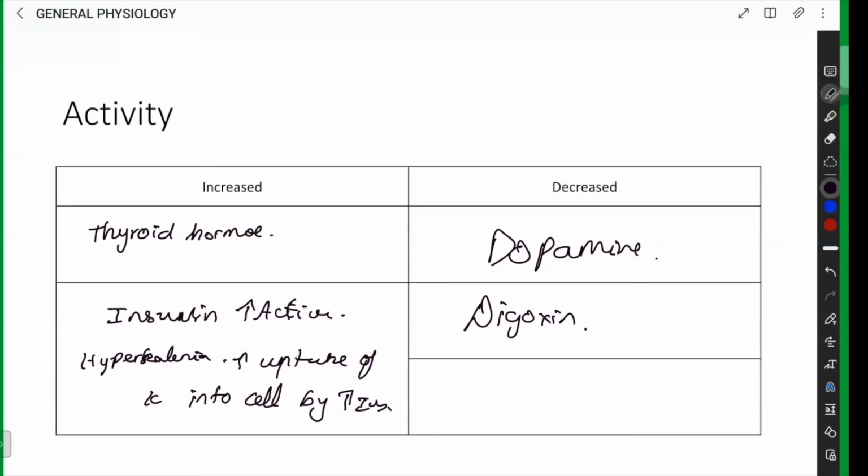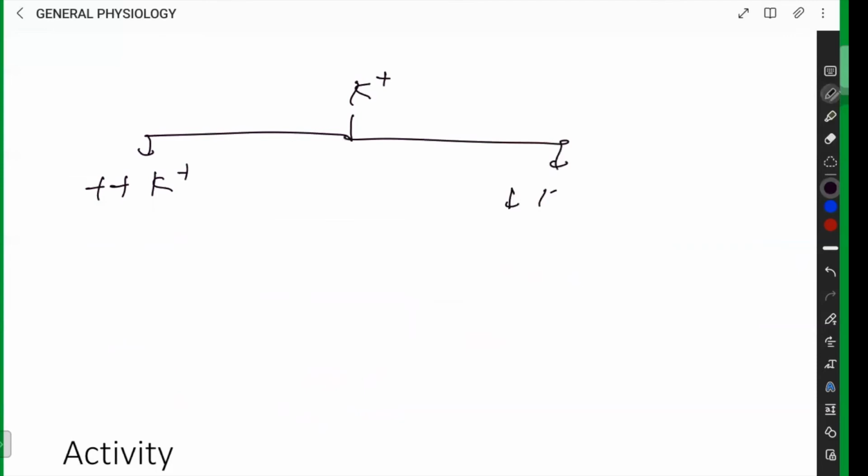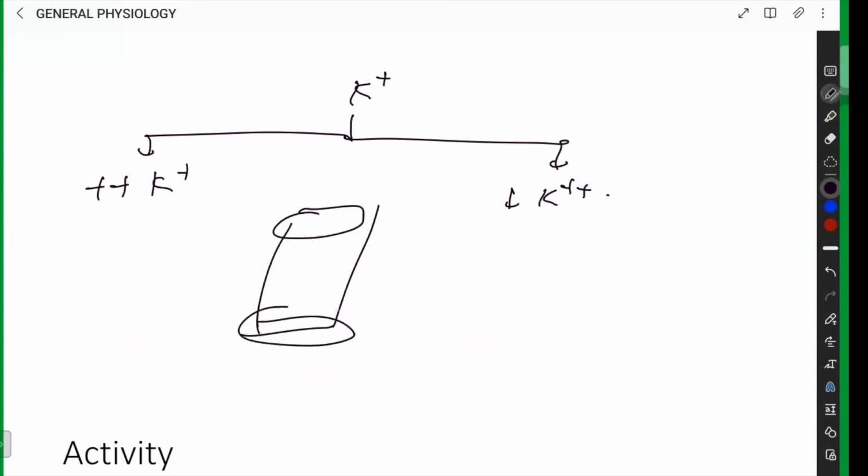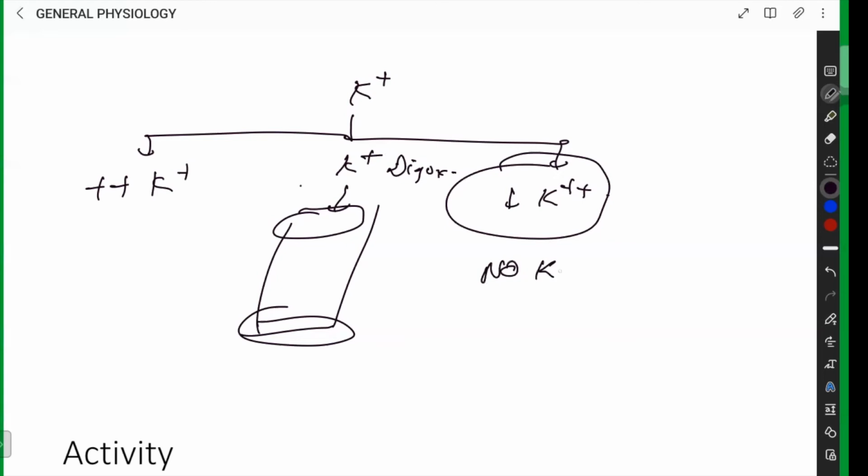Just imagine two conditions. One is when there is excessive potassium, in hyperkalemia, and the second is decreased potassium. But you have only one alpha subunit, and this one site can be bound either by potassium or by digoxin. So when there is hypokalemia, what happens? No potassium is going to be available. Therefore, more digoxin can bind.